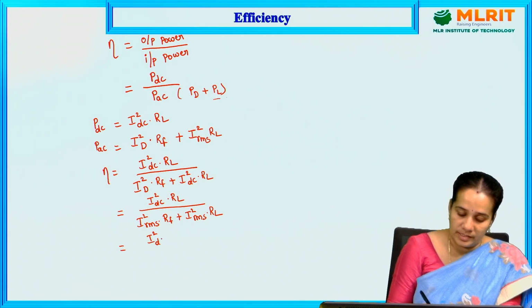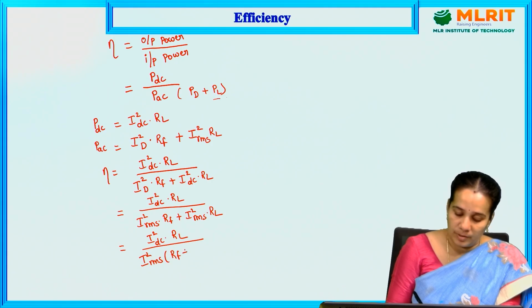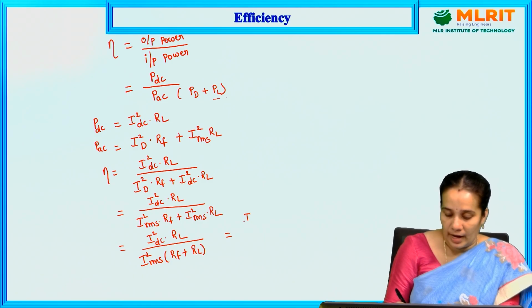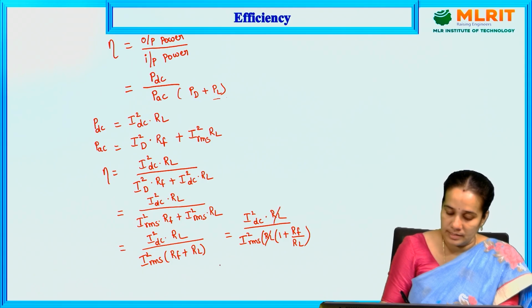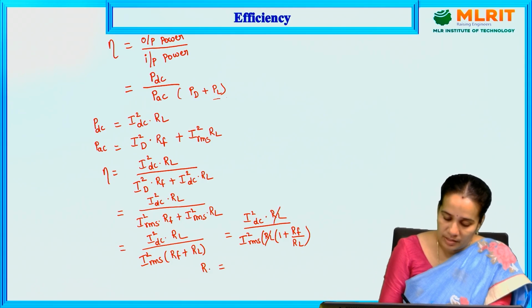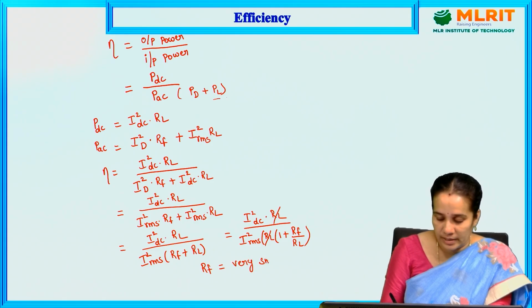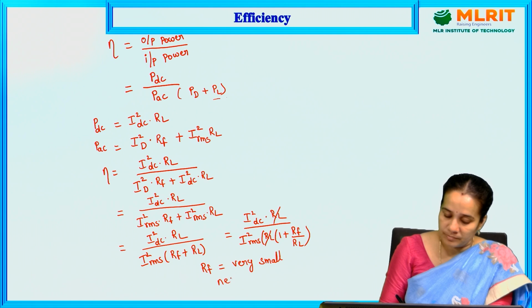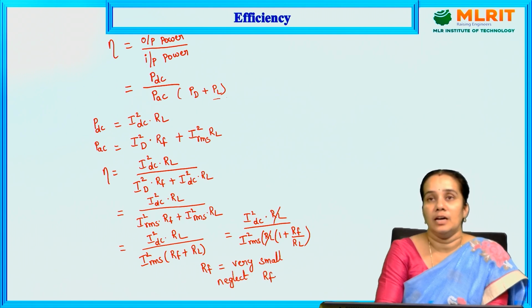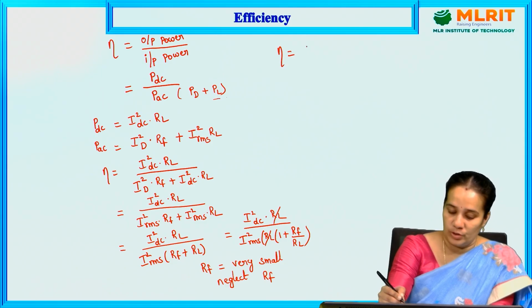Then eta is I square DC into RL by I square RMS into RF plus I square RMS into RL. If you take the common I square RMS, then the denominator is RF plus RL. In the denominator, we take the common term RL, so it is 1 plus RF by RL, and RL cancels. We know that the forward resistance is very small compared to 1, so we have to neglect the RF value. Then the efficiency eta is equal to I square DC by I square RMS.